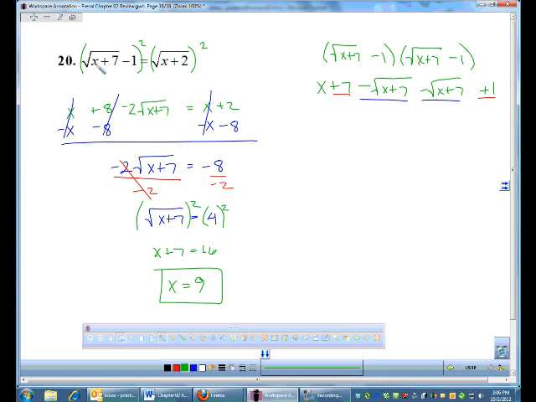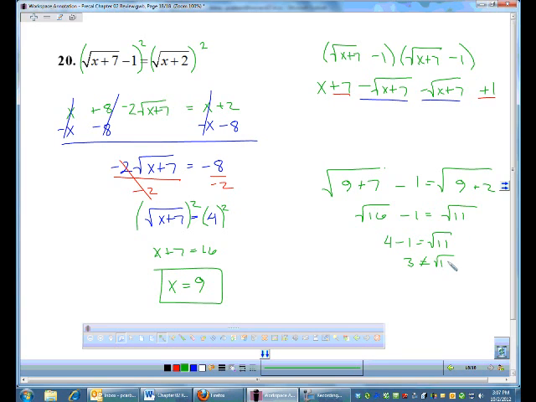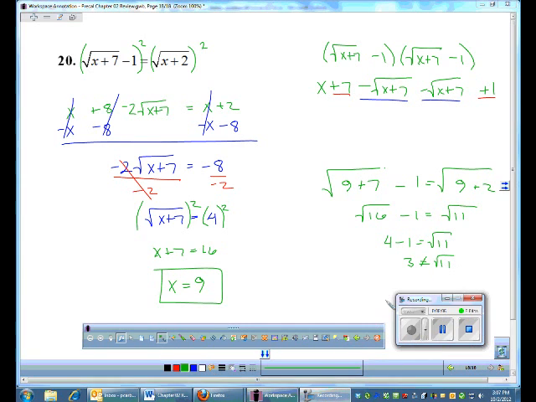So I plug in 9. Let's see. Root 9 plus 7 minus 1 is equal to the square root of 9 plus 2. And that's not going to be true. 9 plus 7 is 16, minus 1, square root of 11. That's 4 minus 1 equals square root of 11. And that's not true because 4 minus 1 is 3, which is not equal to square root of 11. And that scares me. Please tell me I didn't mess up.